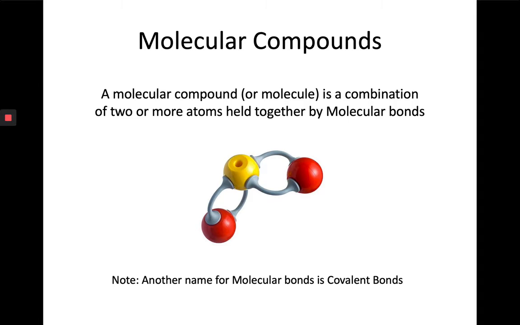So let's get back to looking at what a molecular compound actually is. It's a combination of two or more atoms held together by molecular bonds. Like I just mentioned before, another name for a molecular bond is a covalent bond, and a molecular compound can also be called a covalent compound. These are just interchangeable words, meaning the same thing.